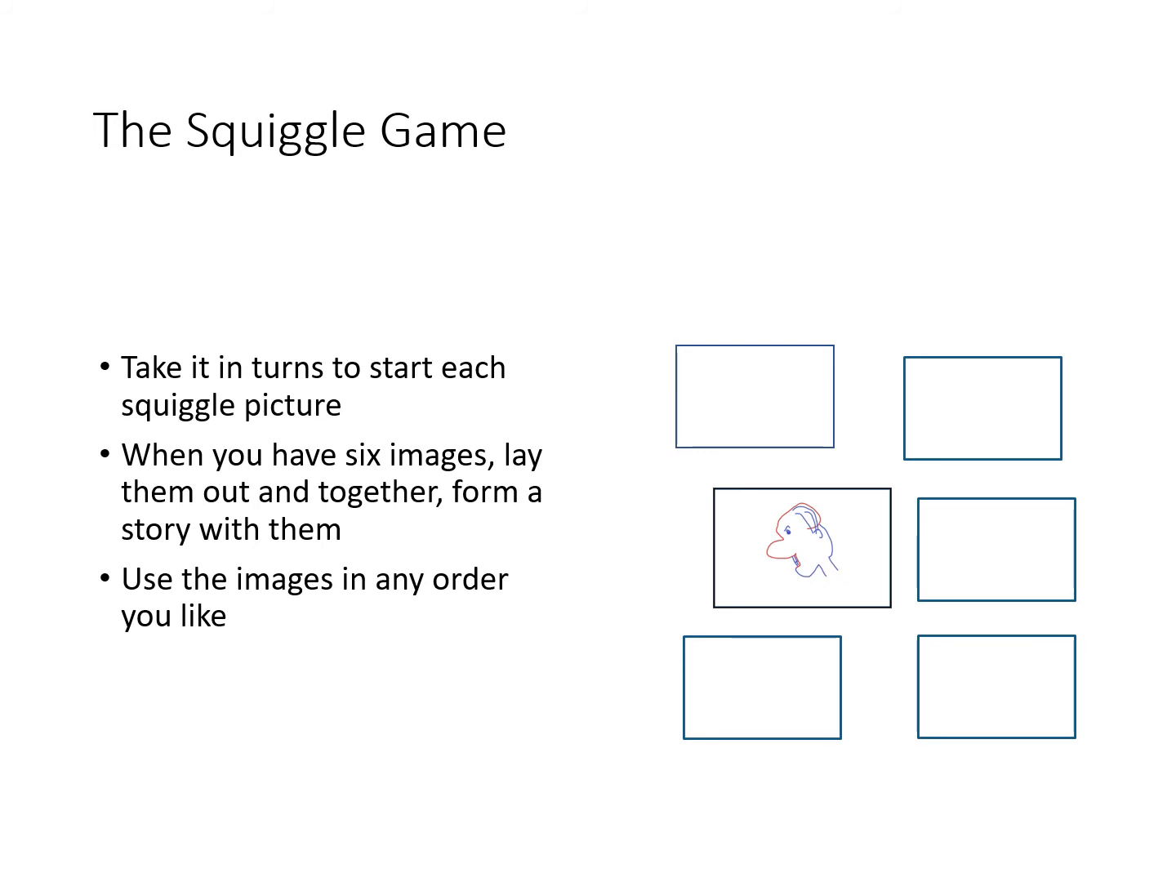Once you've got 6 images, you lay them out together and form a story with them. You can use the images in any order that you like. And this is the fun element. And if you are doing this with other colleagues, this is a lovely activity to do where you can actually sit down and talk about it and tell us your stories. Each pair can tell the rest of the group their stories. And this is a lovely thing, again, to do with children and young people, fostering their ability to communicate, to take turns, to work together in an effective, collegiate way.